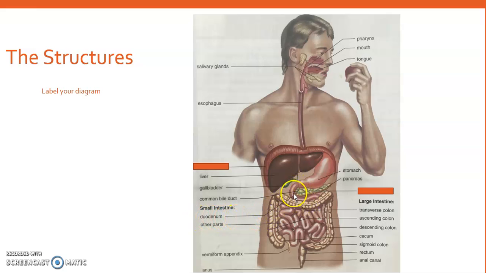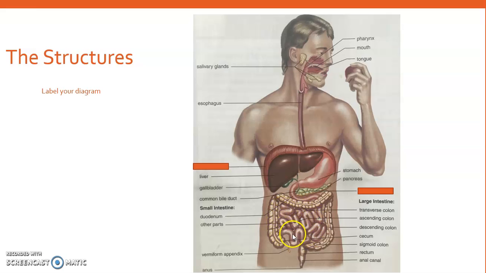This part right here, right from the stomach, is called the duodenum. I usually say duodenum. Obviously, I have a hard time saying it, but you can say it either way, whatever's up to you. So that is a specific part of the small intestine. The rest of this is other parts based on this diagram. So this is all small intestine in here.